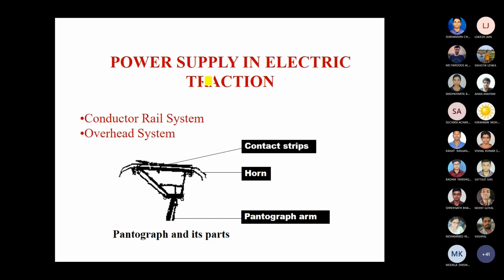Now here you can see the power supply of electric traction. What are the important things? First is the contact wire of the railway overhead system. This is the contact strip, and the contact strip touches your overhead conductor. The overhead conductor has two wires: one is called the catenary, another is called the contact wire. What is the purpose of the catenary? It provides continuous supply to your contact wire.